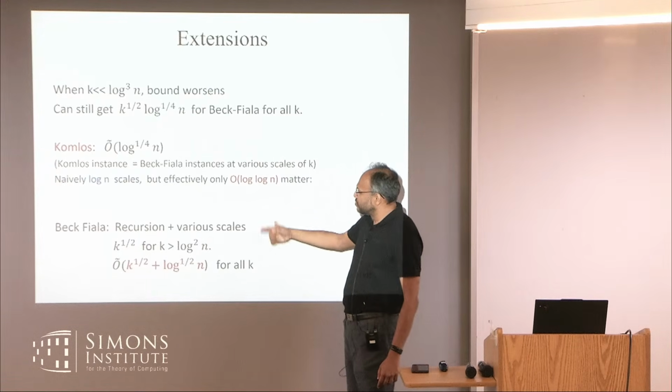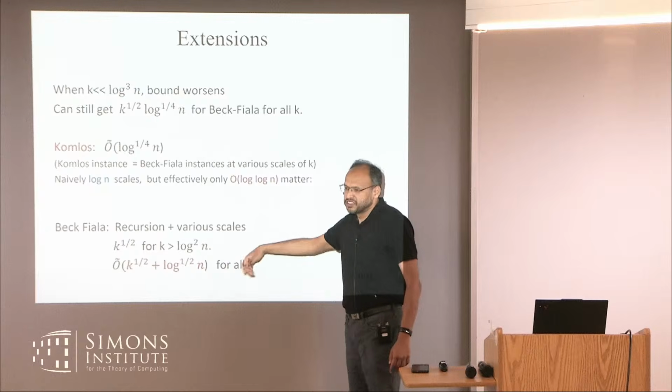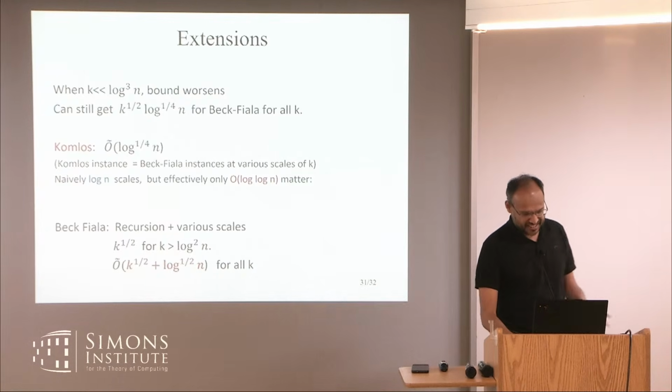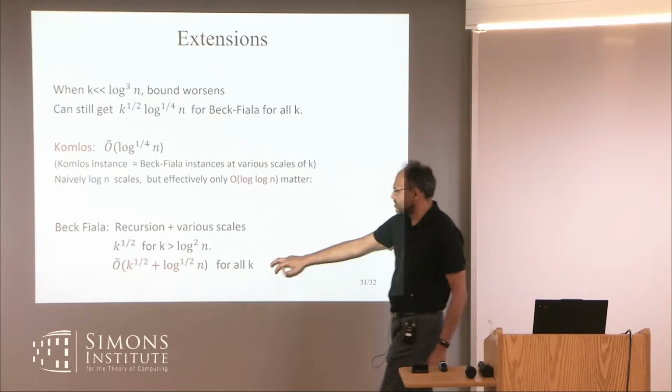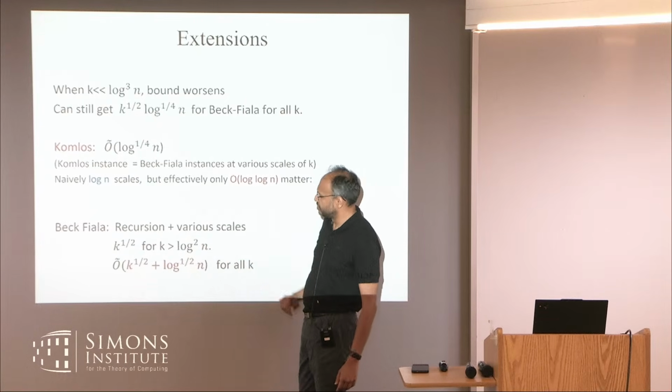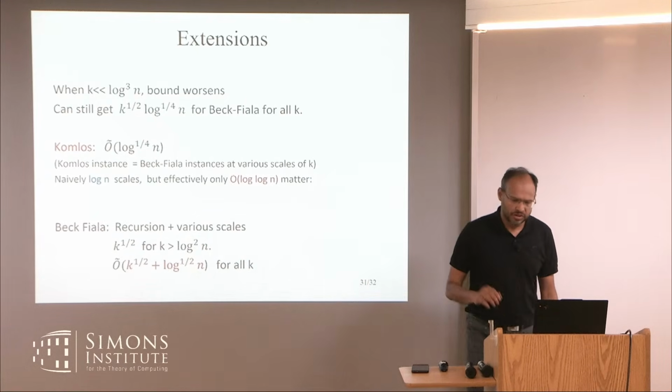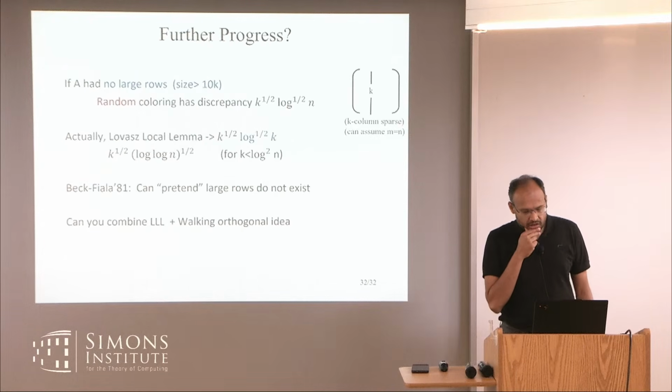And if you go even more crazy with this idea, use some recursion, you can squeeze more out of it. You can show this. In particular, I think this was nice because this exactly gets the Beck-Fiala conjecture for once k is reasonably large. But good, and this is my last slide.